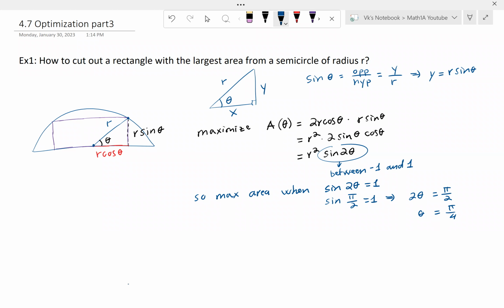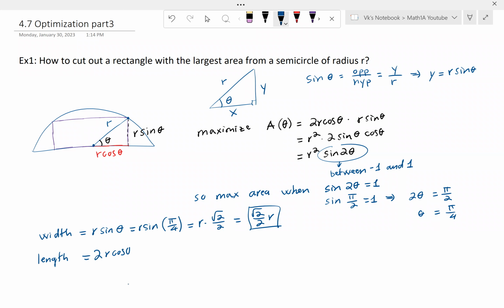Now we can figure out the width and the length. Width is r sine theta, which is r sine of pi over 4, and that is r times root 2 over 2, or root 2 over 2 r. The length is 2r cosine theta, which is 2r cosine pi over 4, which is 2r times root 2 over 2, or root 2 r.